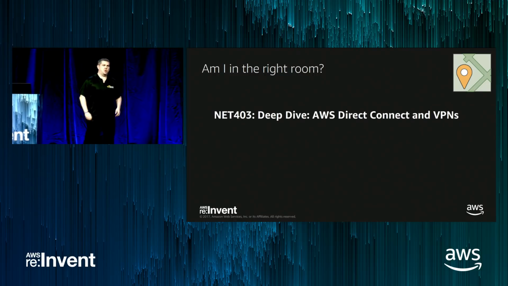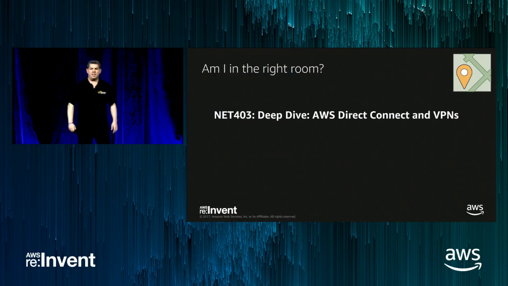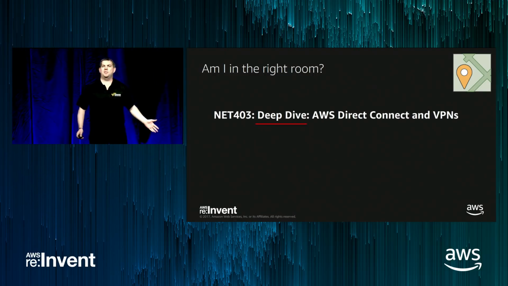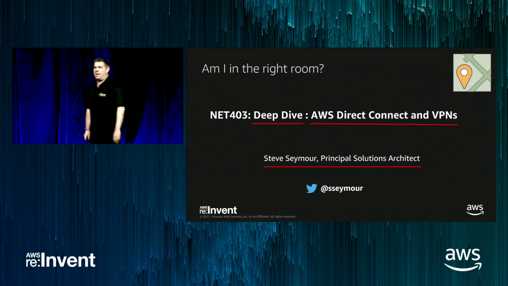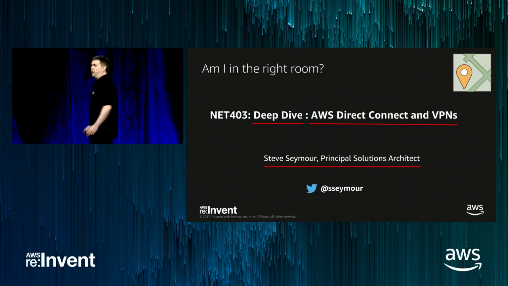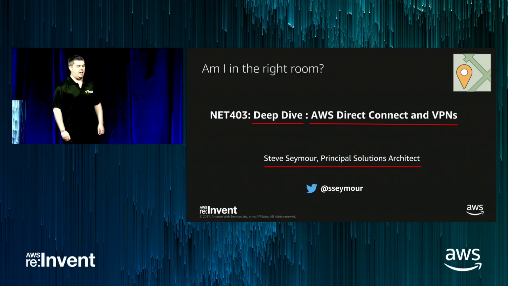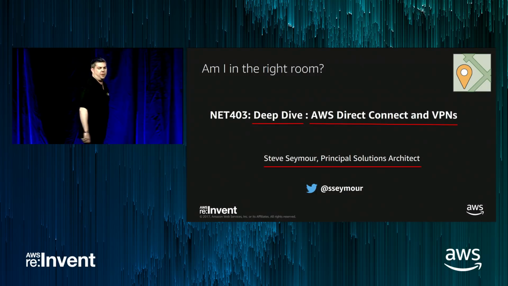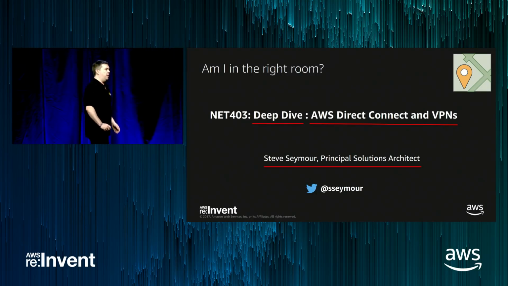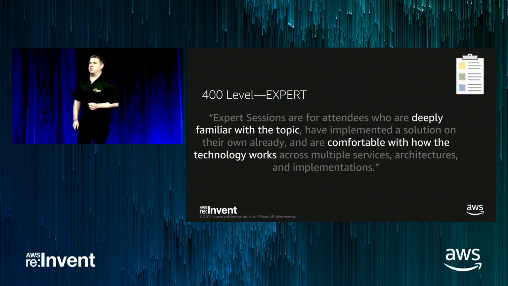So first of all, let's make sure everyone is in the right room. This is NET403. It is a deep dive session about Direct Connect and VPNs. My name is Steve Seymour. I am a Principal Solutions Architect with AWS, and I've been delivering variations on this session for the last couple of years. Now, this is a 400-level session.